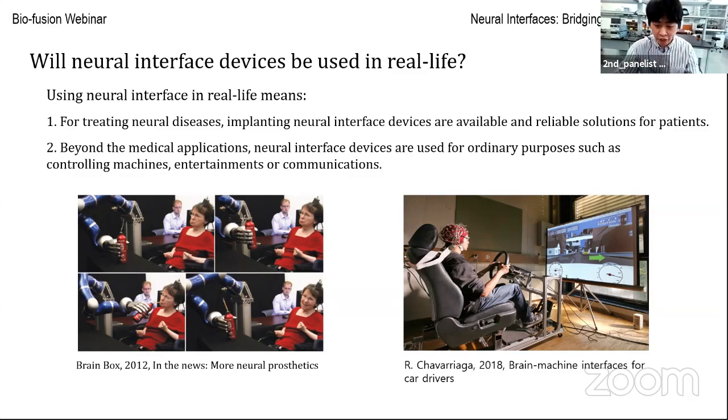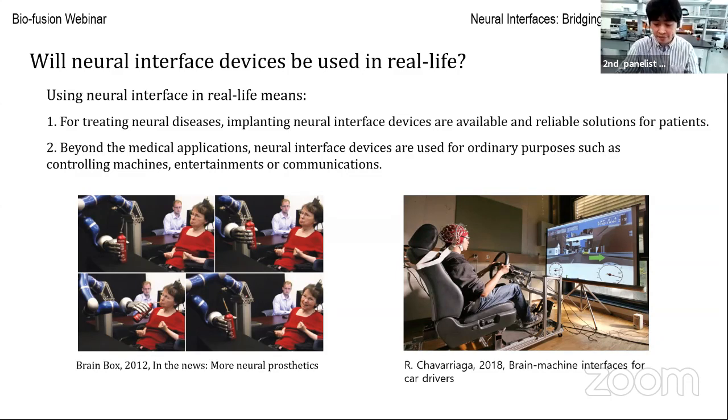In the future, people will be able to overcome neural diseases or trauma by utilizing neural interface devices. On the other hand, there are expectations that neural interface technology will provide more convenience, efficiency, or even joy to our life. Controlling machines without moving hands, only by thoughts, communications with neural interface devices.